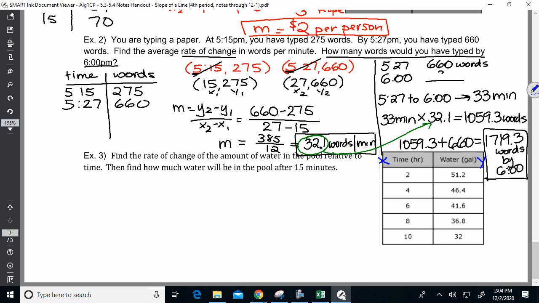So you have 5 rows in the table. That means you can pick whichever 2 you want. So somebody give me which 2 rows they want me to use. The first and second row. Okay. So first and second row. So you have 2, comma, 51.2 and 4, comma, 46.4.